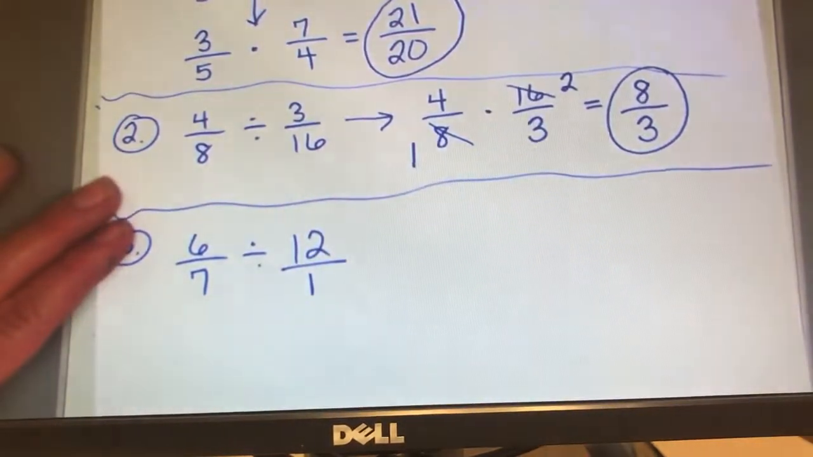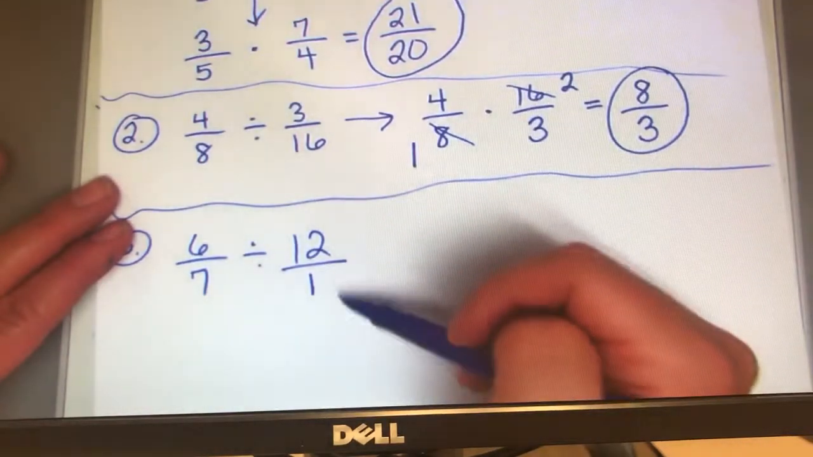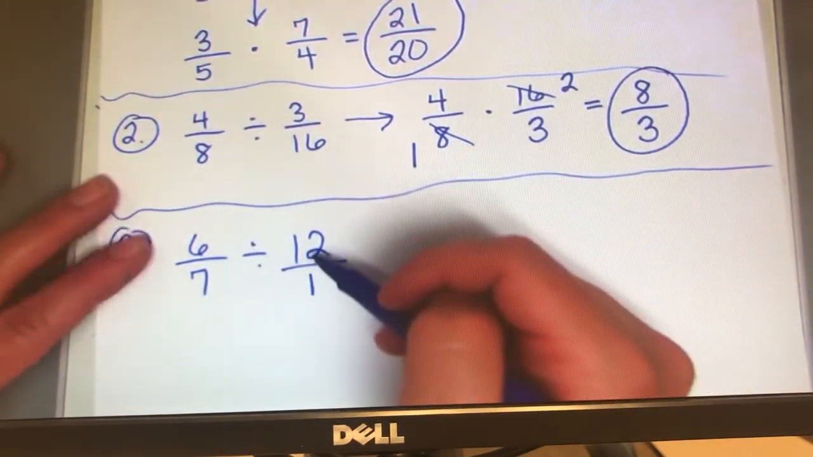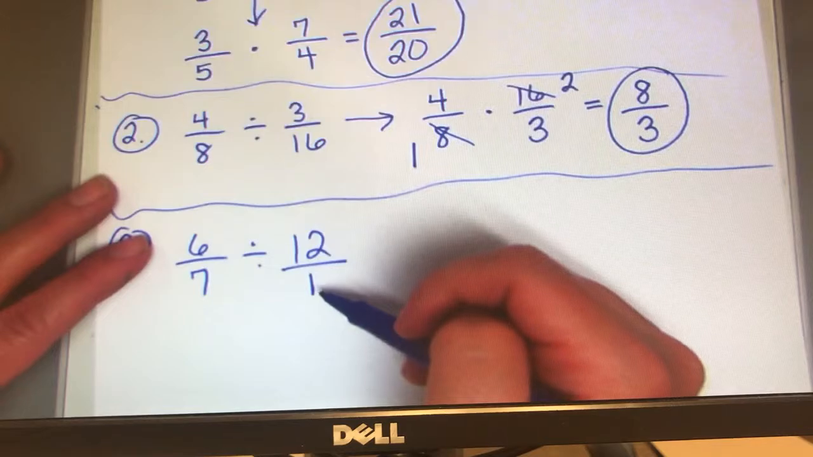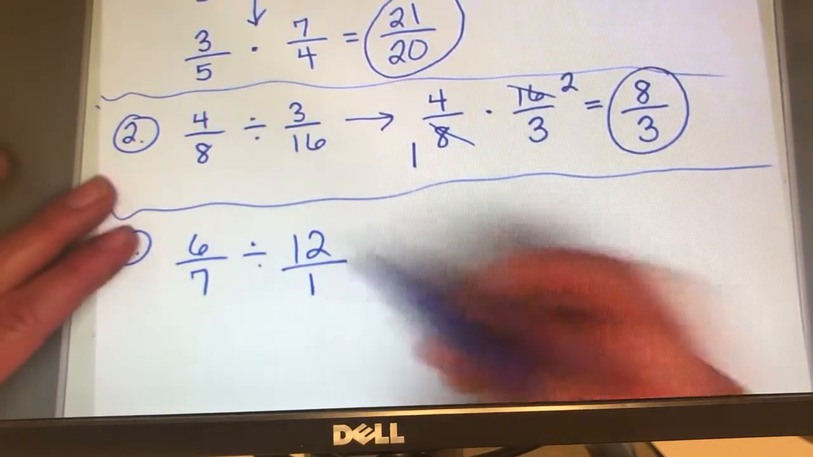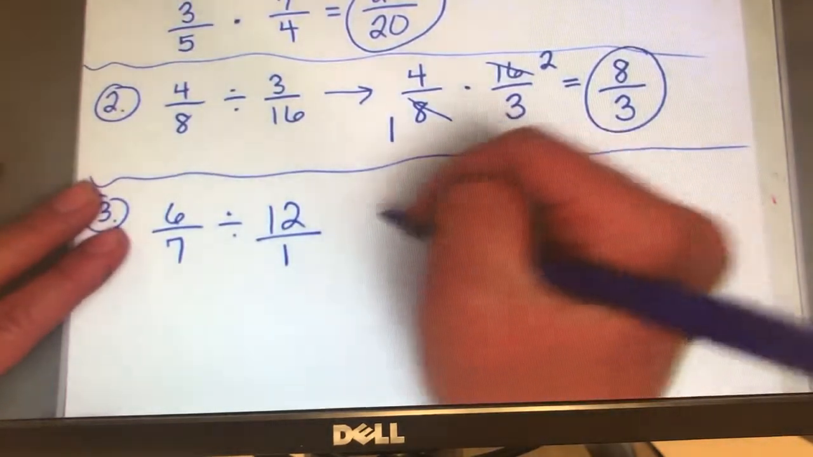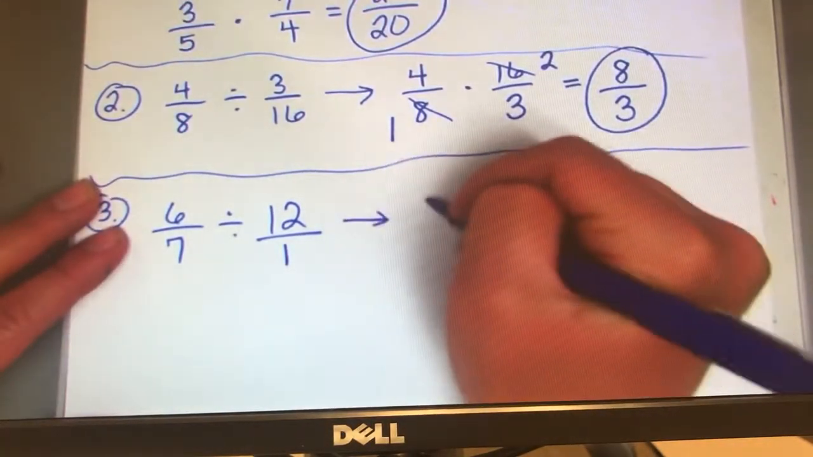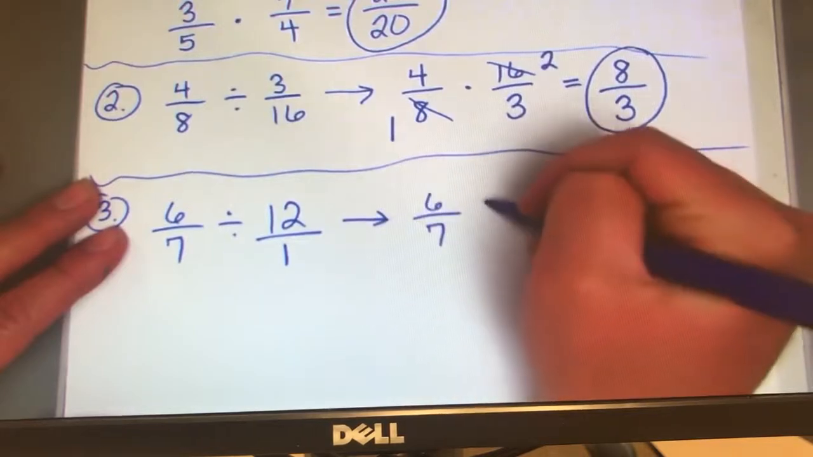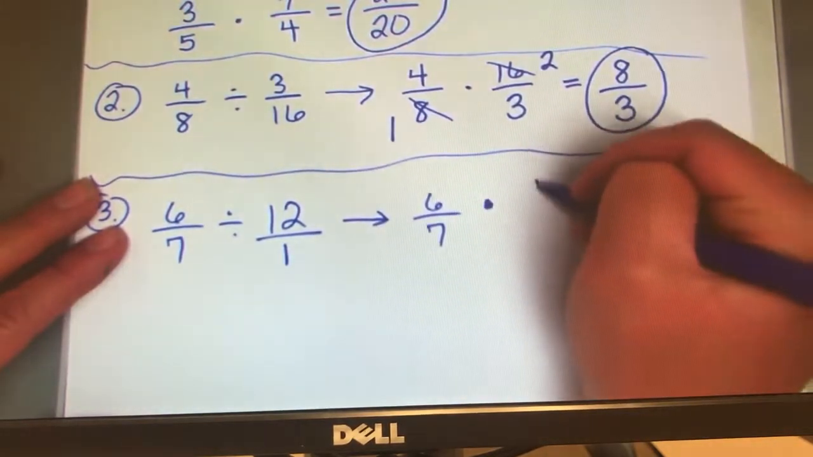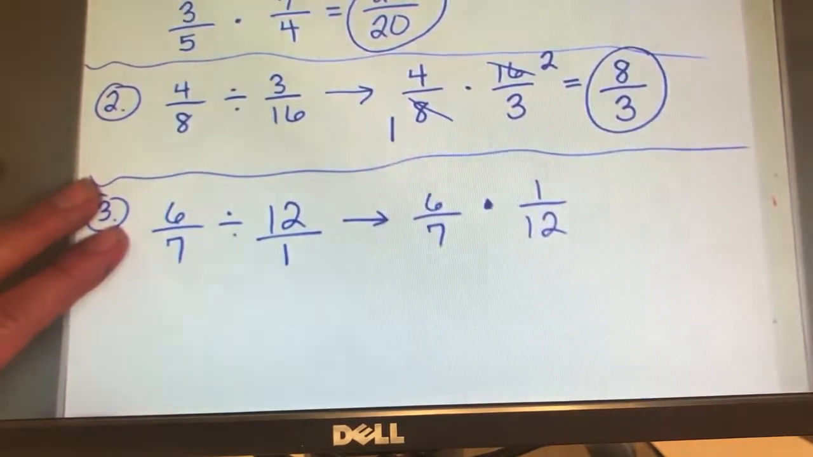Because what is 12 divided by 1? It is 12, and fractions are just division, numerator divided by denominator. So anytime you have a whole number and you want to write it as a fraction, all you have to do is put it over 1. So now I have 6/7 divided by 12 over 1. I'm going to do keep, change, flip. 6/7 times 1 over 12.